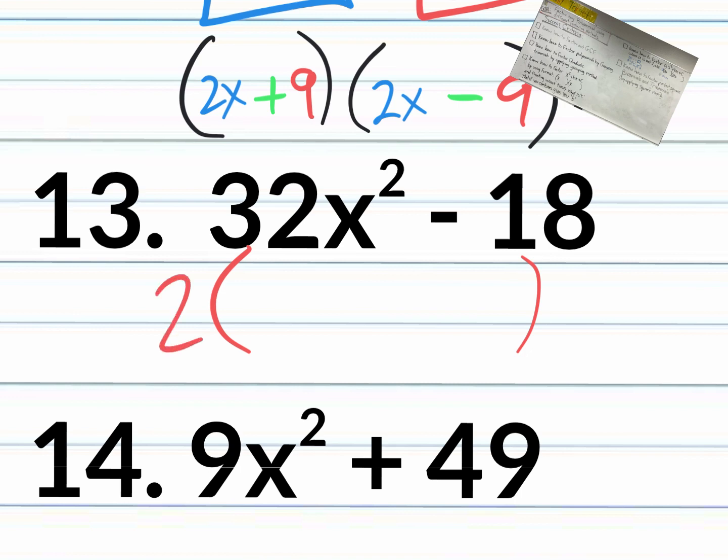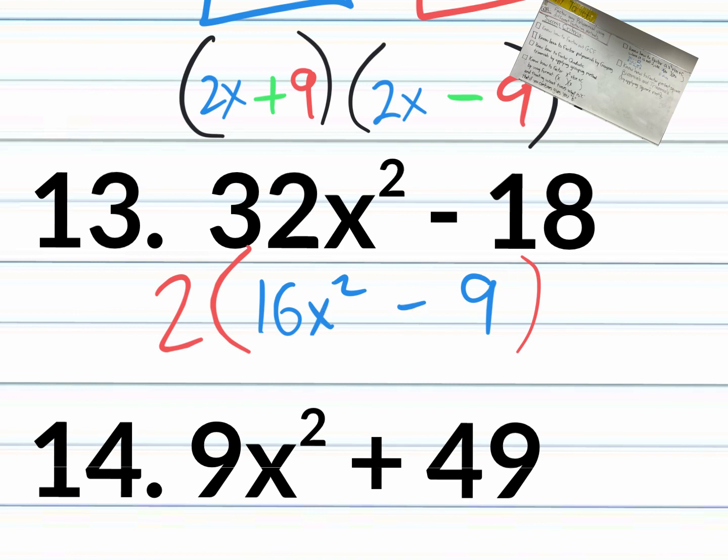So we're going to pull out that 2. What's left over on the inside? What's half of 32? 16 with an x squared. Half of 18? 9. And now some of us might submit this as an answer and get it wrong. Why? Because look at the inside of the parentheses. You could continue factoring. Yeah, this is a difference of two perfect square terms.